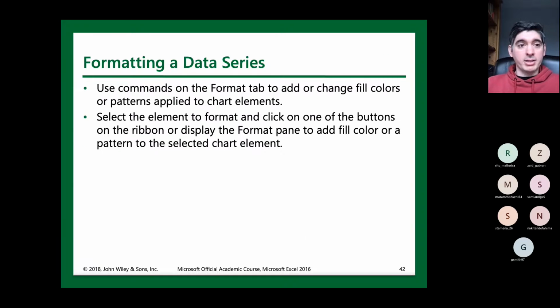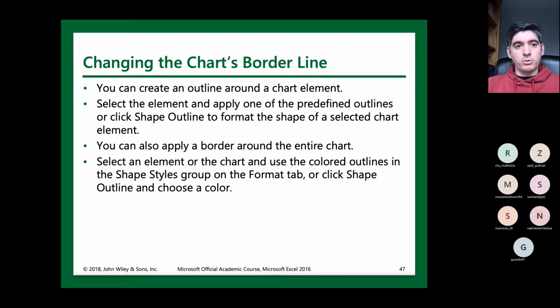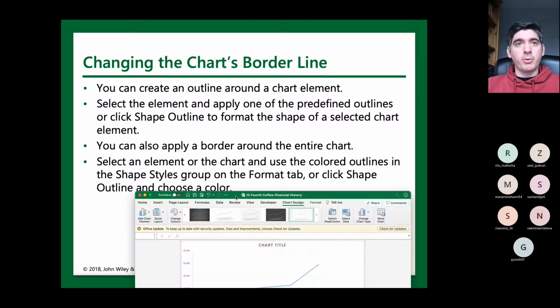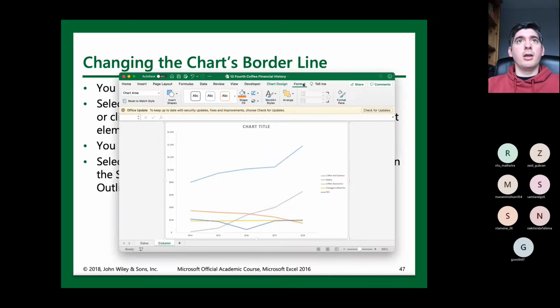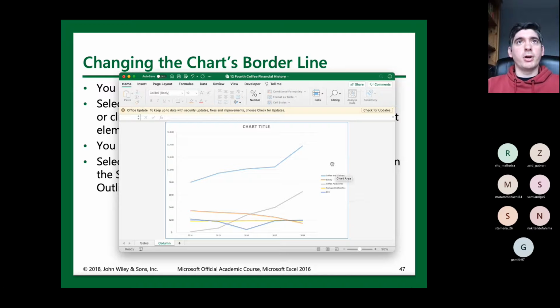So beyond the text, you might need to format a particular data series. So you can go on the Format tab and you can change fill colors or patterns that are applied to chart elements from that. There's also easy ways to change the chart's borderline, for instance, as well. Again, we're just back in the formatting of the chart, and you can change the borderline and all the things that are going on there, for instance. So that's now changed to a dark blue around the edge.